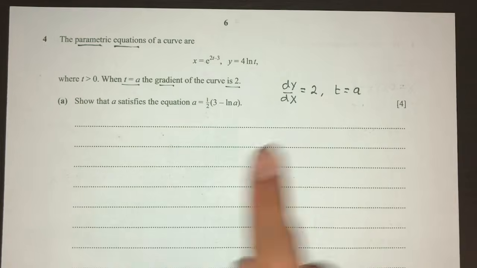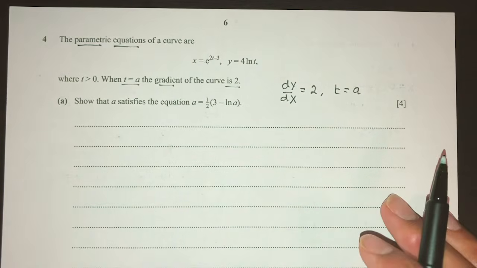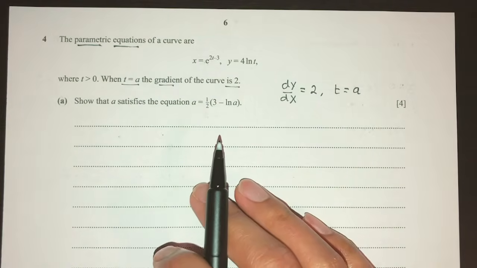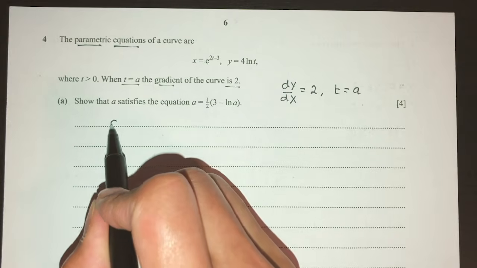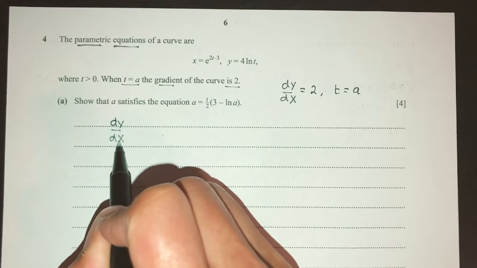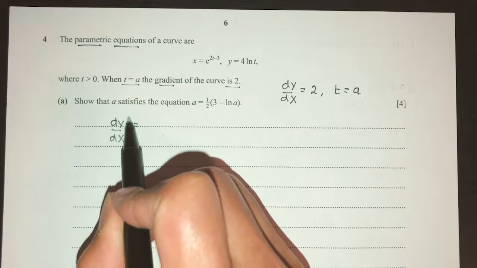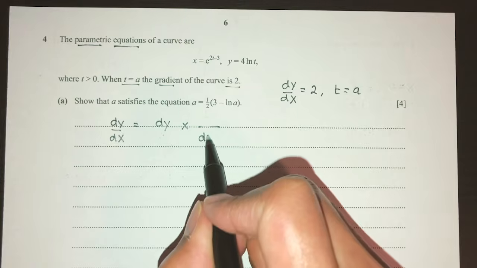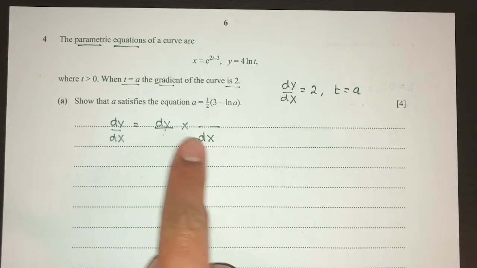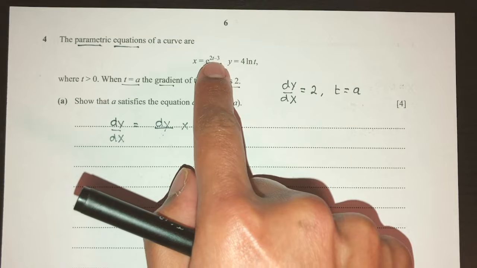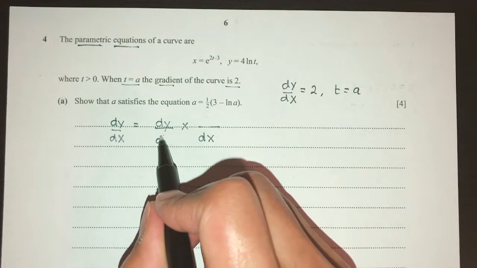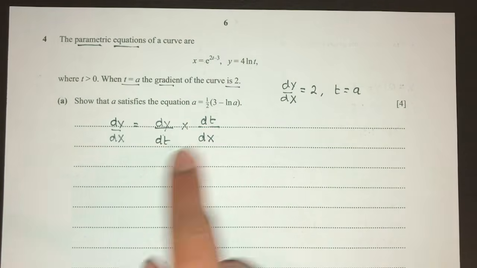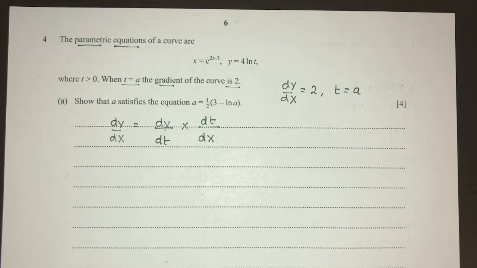So we have to first find dy by dx. Now how do you find dy by dx from these two equations? We have to form something that connects these two. If you observe, dy by dx is equal to, on top we have dy, and on the base we have dx. Now what is common between those two? If you observe the equation, they have t in common. So that will be dy by dt times dt by dx. So dy by dx is equal to this times this. Let's find one by one now.